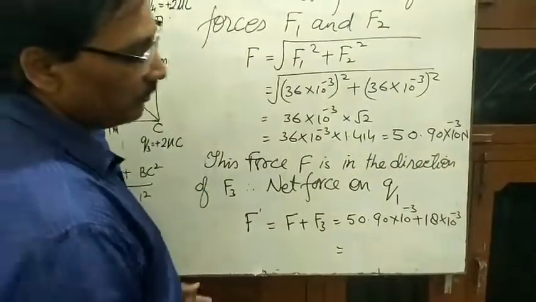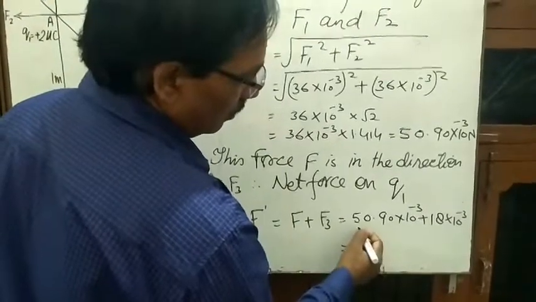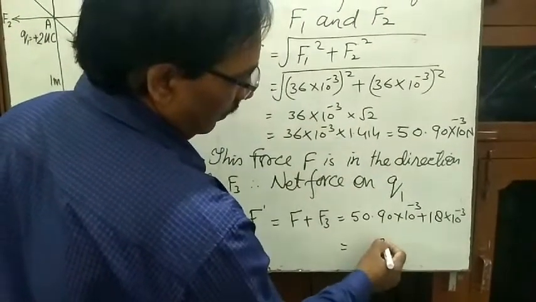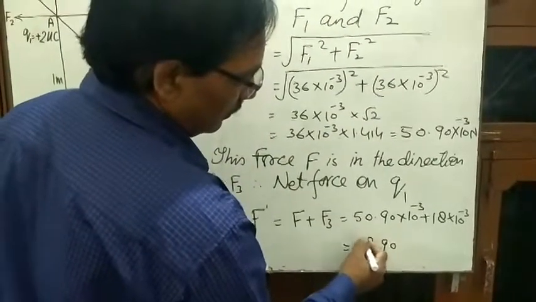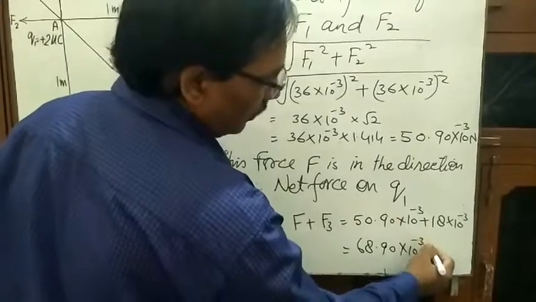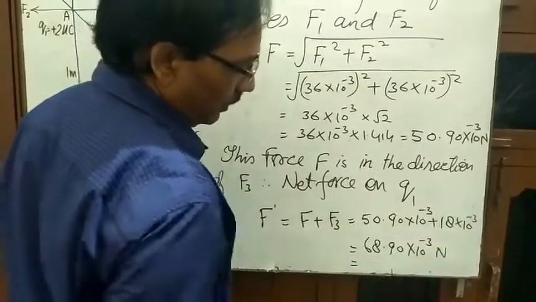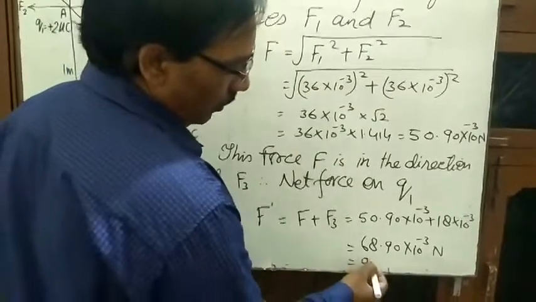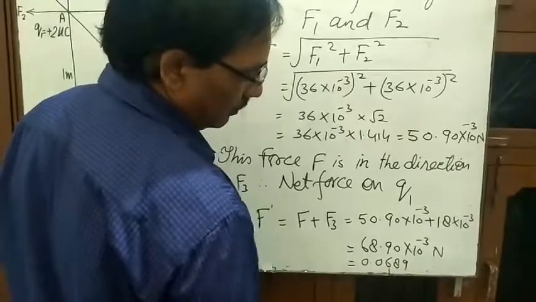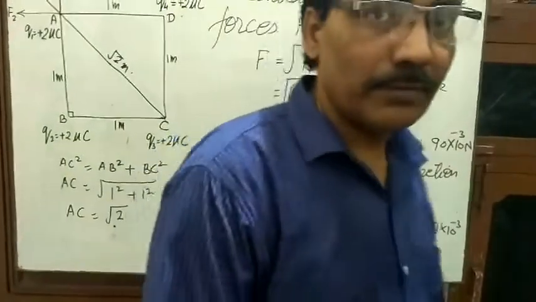So we get how much? It is 68.90 into 10 power minus 3 Newton, or you can write as 0.0689 Newton. Clear?